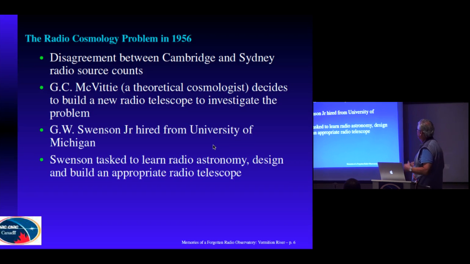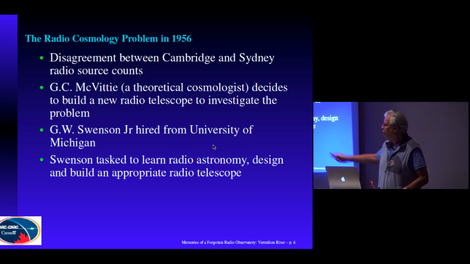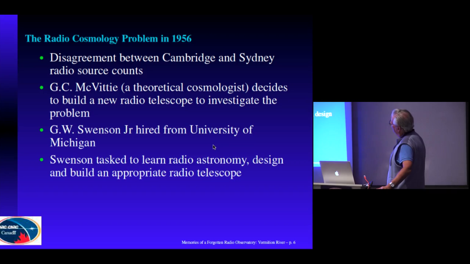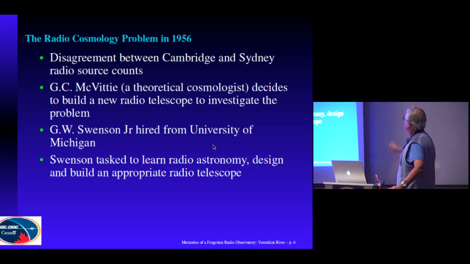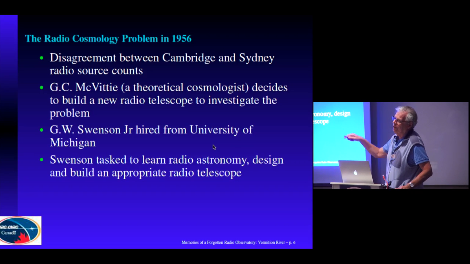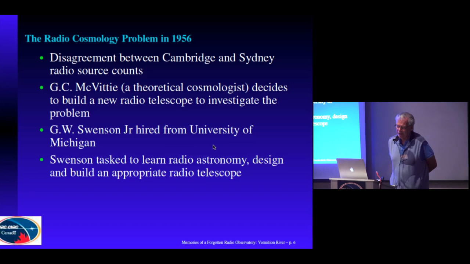Okay, so Jasper Wall gave a really good introduction yesterday to the whole radio astronomy cosmology problem. Back in 1956, the Cambridge guys didn't like Fred Hoyle, and the Sydney guys say, well, we didn't agree with Fred Hoyle either, but we don't agree with the Cambridge stuff. So there was a real quandary there.